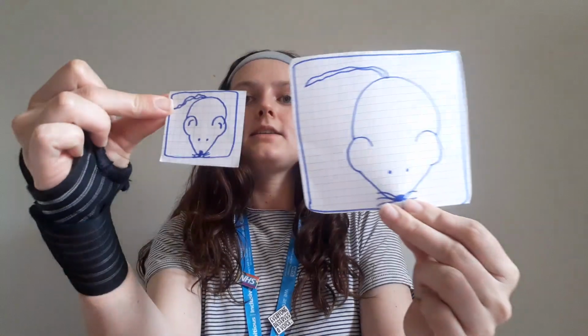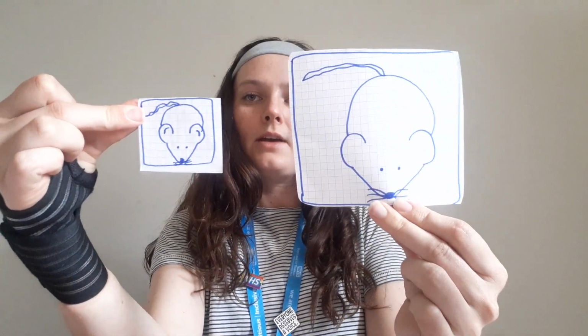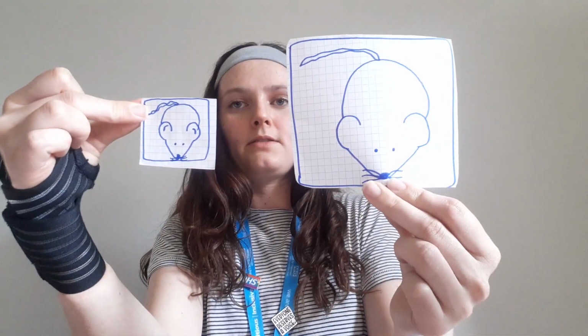Just as some ideas. So what you need to do first is draw the animals that you want to include in your game. And for each animal that you choose, you want to draw a big and a little version. So here I've got a little mouse and a big mouse.